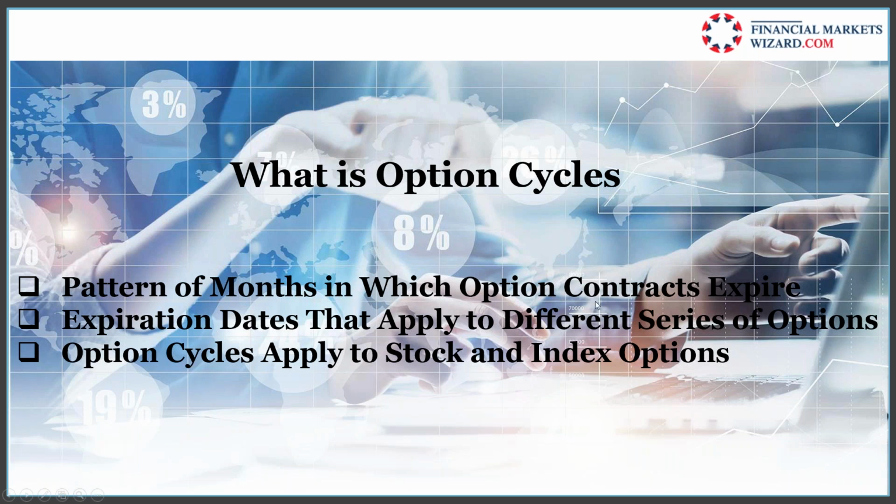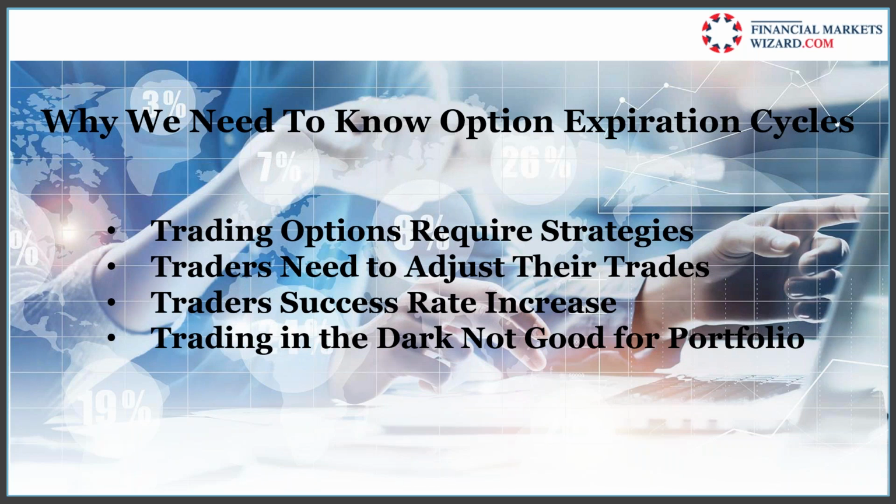They have a pattern of months in which option contracts expire, or in other words, expiration dates that apply to different series of options. April has gone, so the expiration dates may be May, maybe July, then maybe October, maybe December. They belong to certain patterns of months, and these option cycles apply to stocks as well as index options. All right, we'll go a little deeper. Why do we need to know the option expiration cycle? Why are we talking about this? I will try to narrate the reasons here.